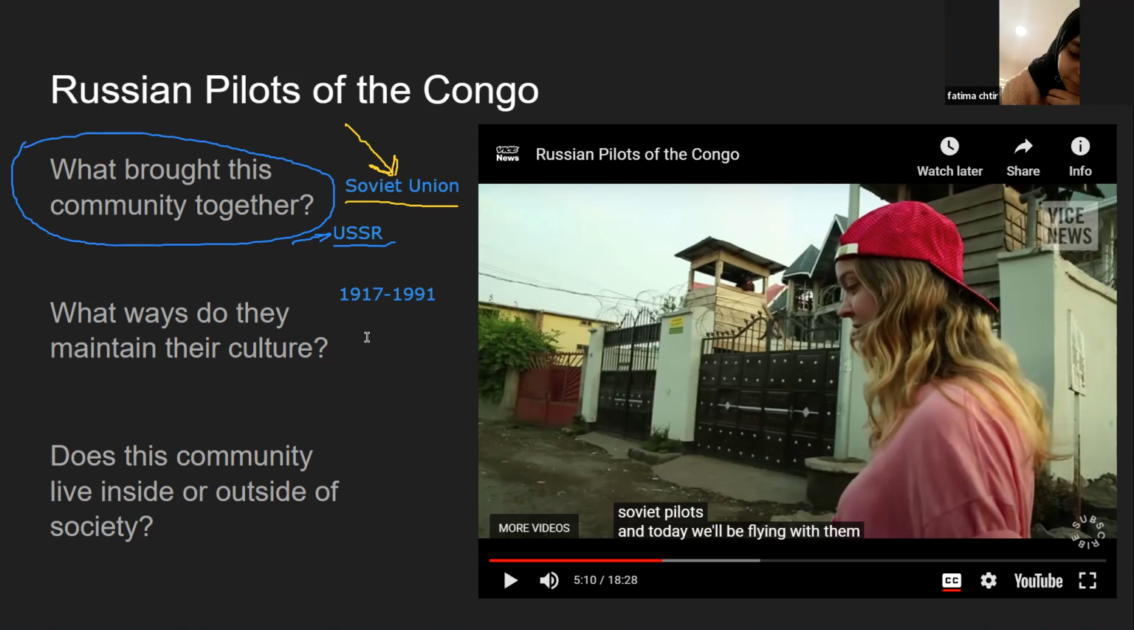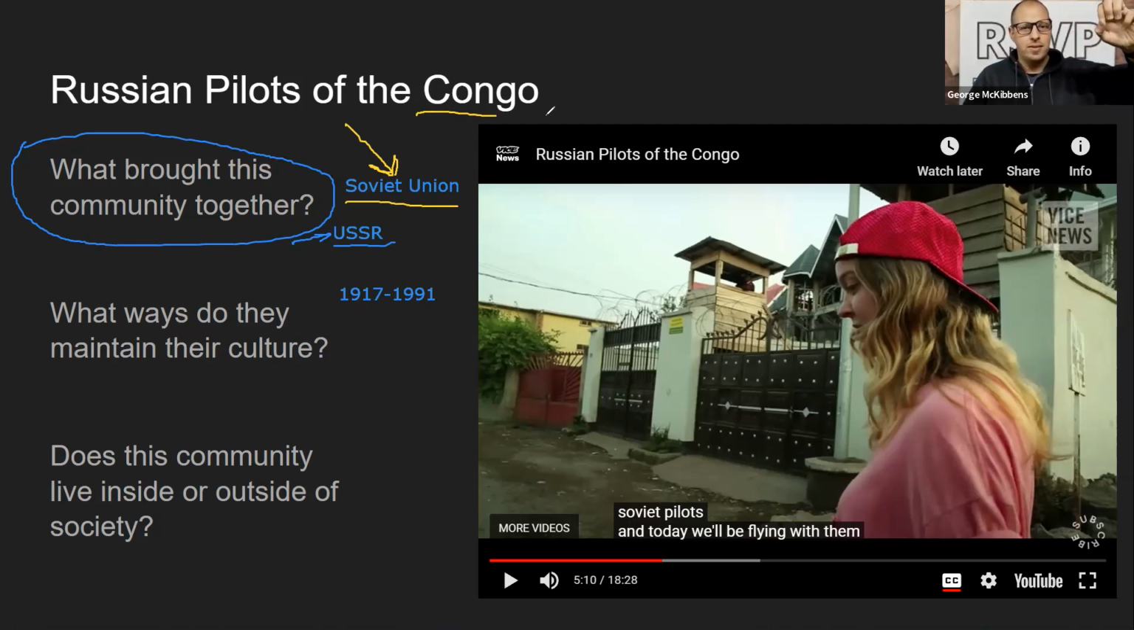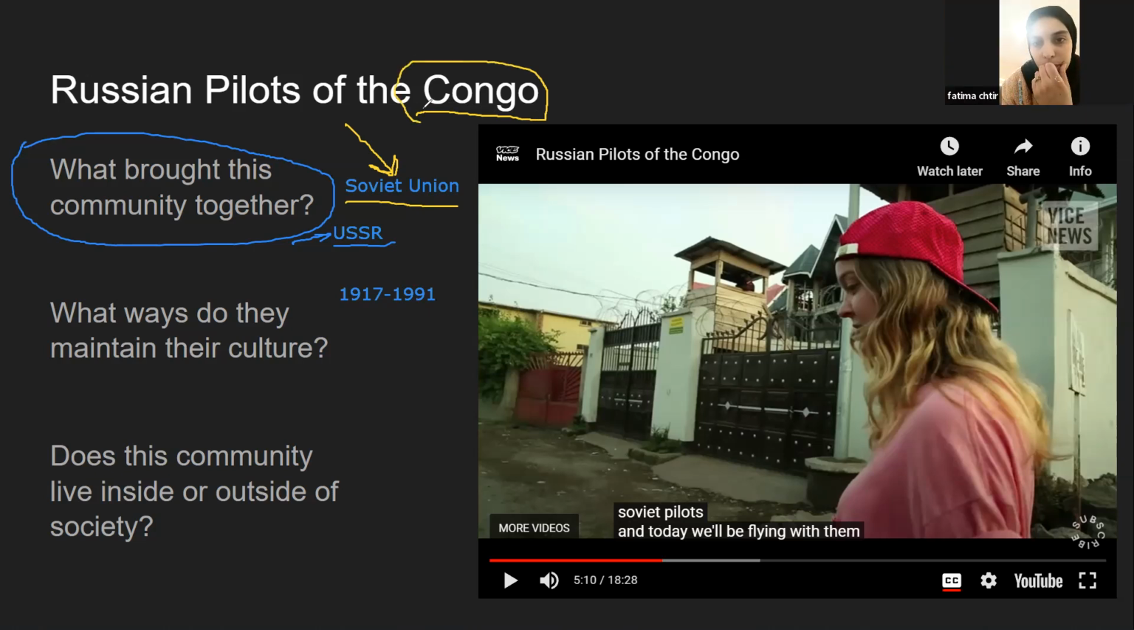And guess who was a big buyer of all these old Soviet planes? Take a guess. The question is, who is a big buyer of these old planes? I'm circling the word at the top. The Congo, yes. The simplest way to understand this story: the Soviet Union had a lot of planes, military equipment and all of this. After 1991, they started to sell a lot of this old equipment. Really old stuff from the 50s, 60s and 70s.